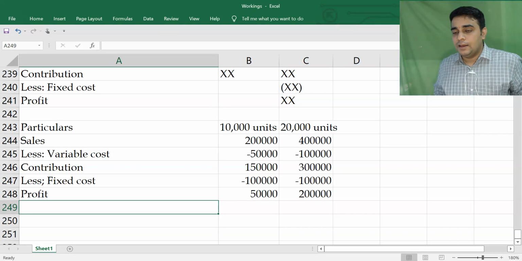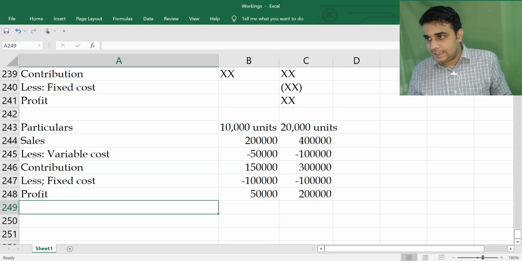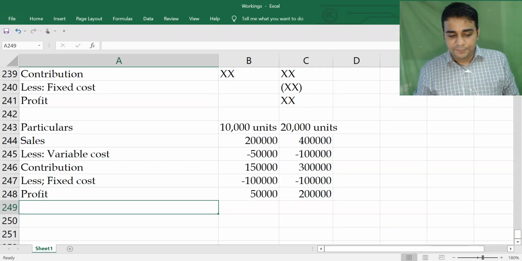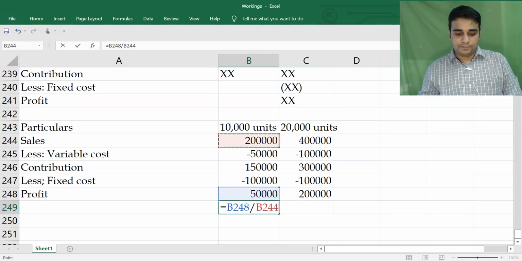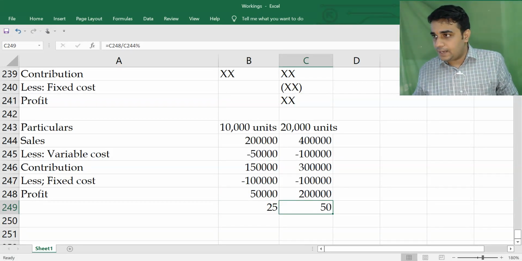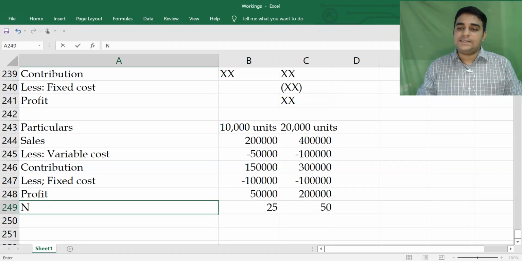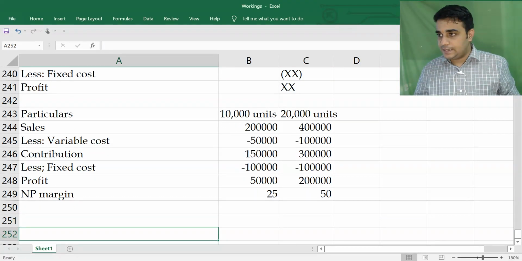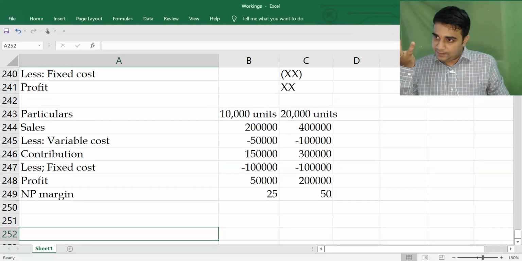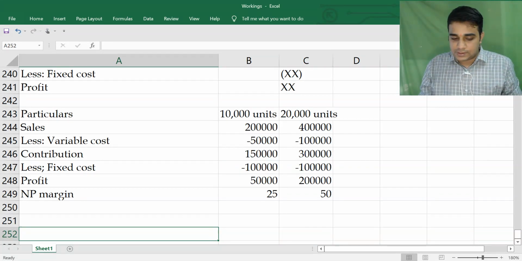Just an example, your sales has doubled, profit has gone up 4 times. Sales has doubled in this example, but profit has gone up 4 times. If I calculate net profit margin, it is 25% and 50%. Net profit margin from 25% has gone up to 50%. Normally, if somebody says profit margin has gone up, my mind will say either selling price has been increased or cost per unit has come down. Either you have increased the selling price or reduced the cost. Here none of them have happened.